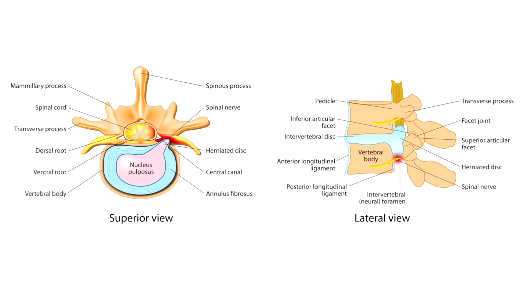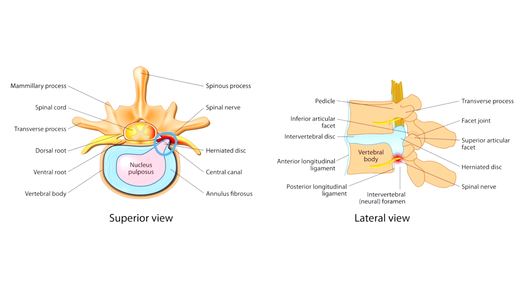The intervertebral disc is made up of two layers. The annulus fibrosus is the strong outer layer of the disc, while the nucleus pulposus is a jelly-like inner layer of the disc. A herniated disc involves a tear in the annulus fibrosus and subsequent leakage of the nucleus pulposus.